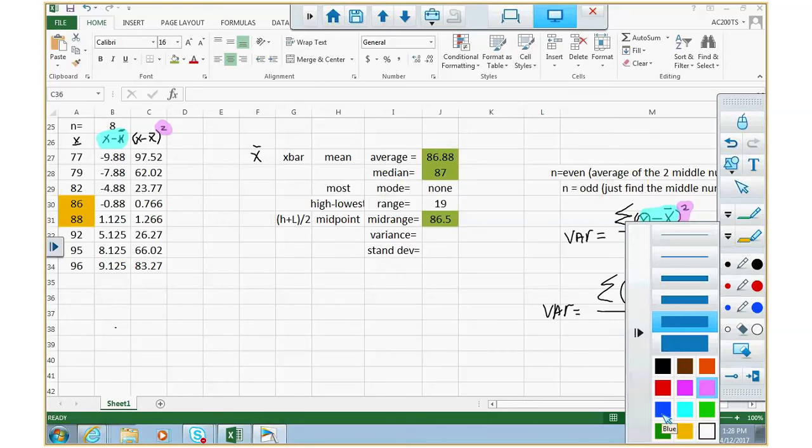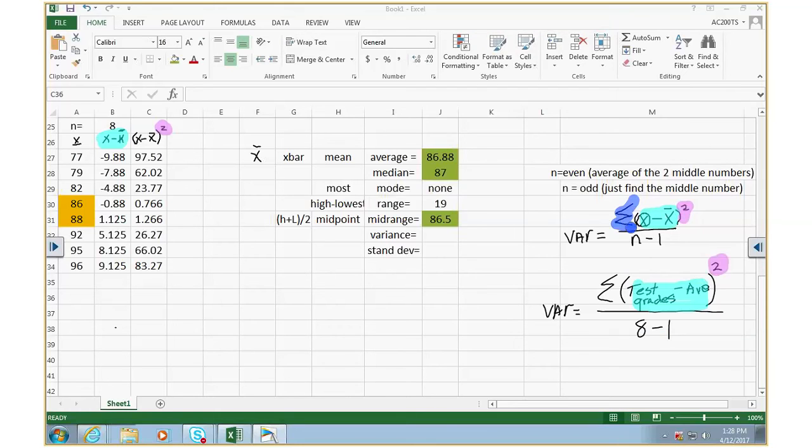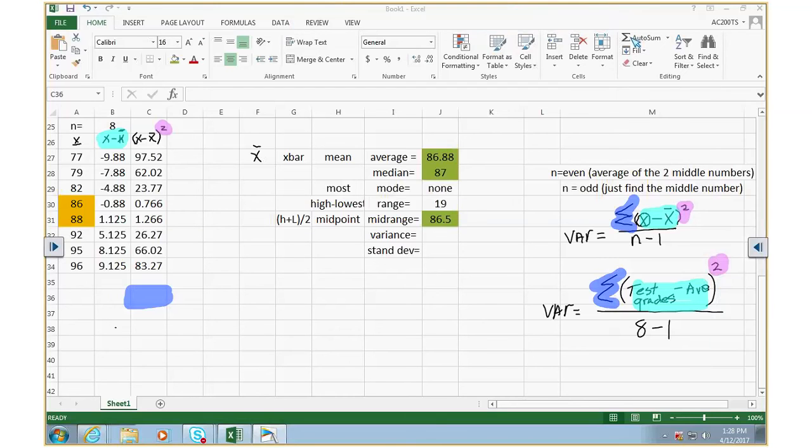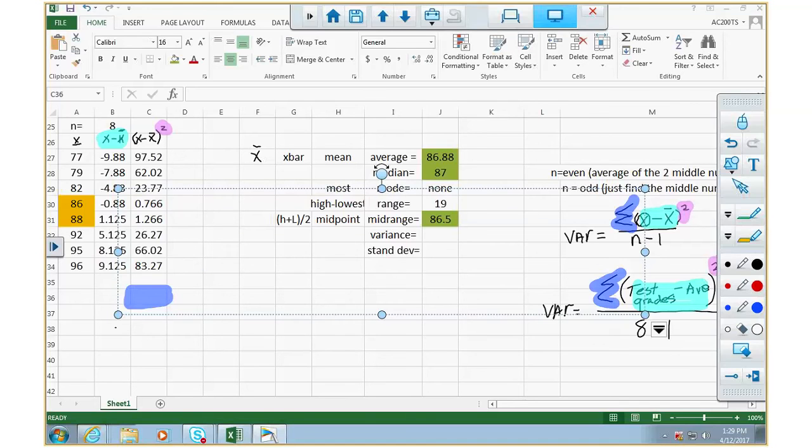And what does this symbol mean? Sum it all up. So I'm going to take my handy dandy summation key and add all those numbers up. You do it too so you can check it.